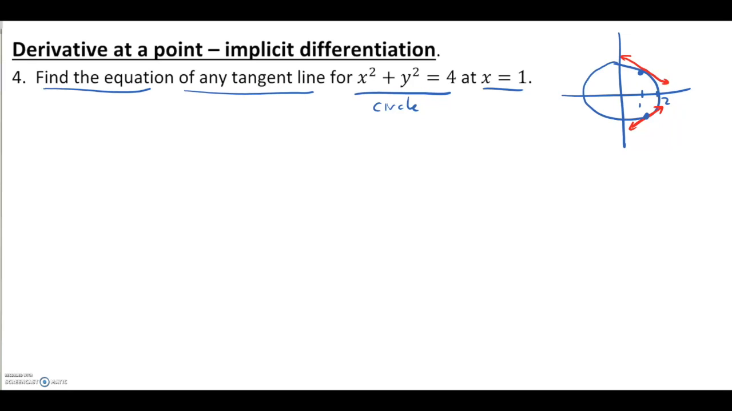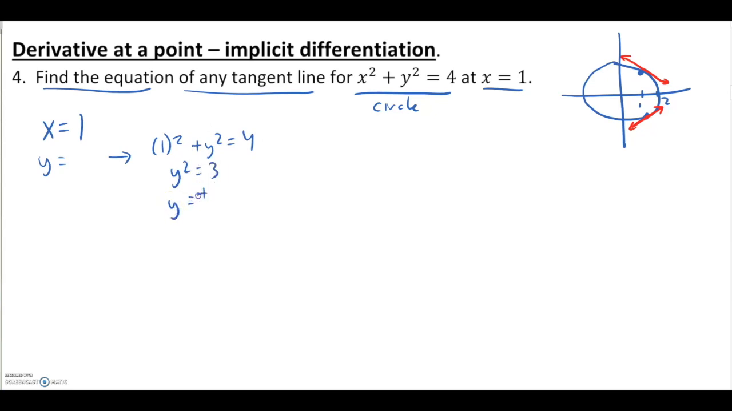So first thing we'll do is remind ourselves that for the equation of a tangent line, we're going to need an x value, which is 1. We're going to need a y value, which is going to have to come from that equation. And so instead of x, we're going to have 1 squared plus y squared equals 4, which would make y squared equal to 3.